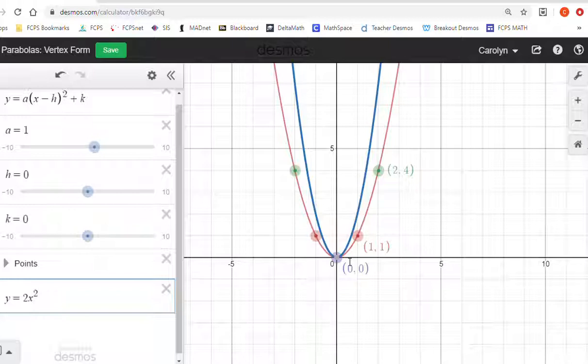The 2 value multiplies the y coordinate by 2. What are your points? 0, 0, 1, 2, 2, 8. Gets a little taller, gets a little taller. And symmetry. If this one is 1, 2, this one is negative 1, 2. A little narrower. All right.